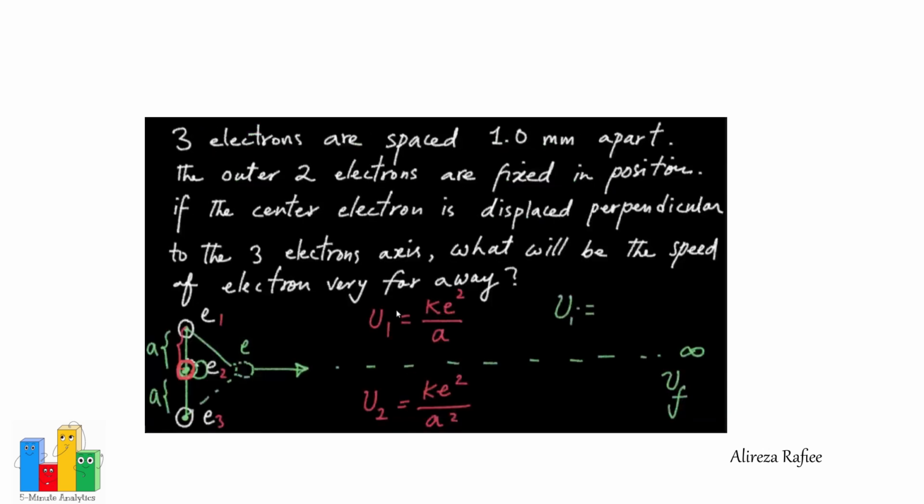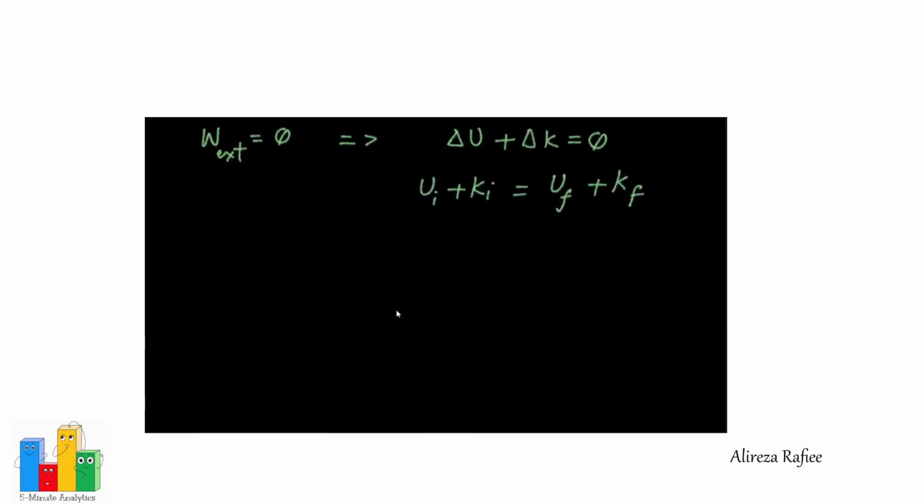Now, you can say there is no external force. So if there is no external force, the work done by the external force is 0, from which you can conclude that the change in the potential energy plus the change in the kinetic energy would be 0. Or if you like, you can say the initial potential energy plus initial kinetic energy would be the same as the final potential energy plus final kinetic energy. The initial potential energy would be the sum of U1 and U2, and it's exactly the same. So you will have 2K e squared divided by A. That would be the initial potential energy stored in the system.